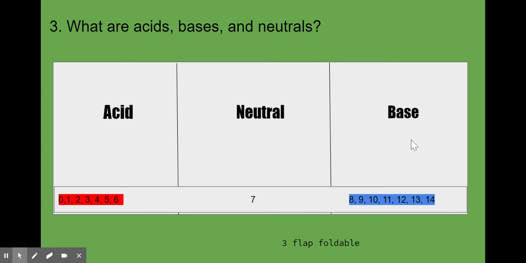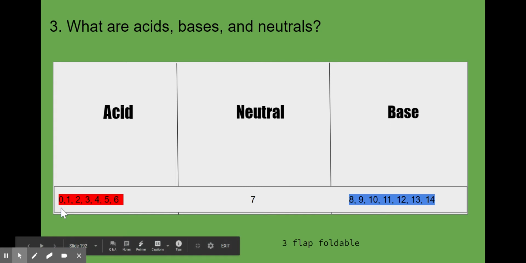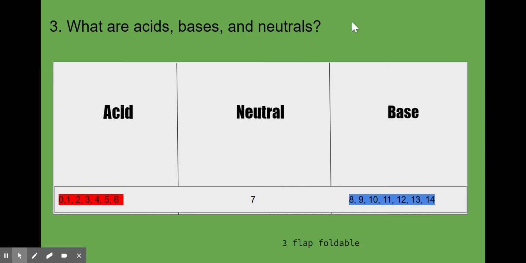This is the foldable I gave you in class where you're going to add your notes on the inside of your foldable. So go ahead and fold it, add acid, neutral, and base on the outside of it. And then you can go ahead and put 0, 1, 2, 3, 4, 5, 6, 7, and then base with 8 through 14, just like this. And it'll make a whole lot more sense in just a second.